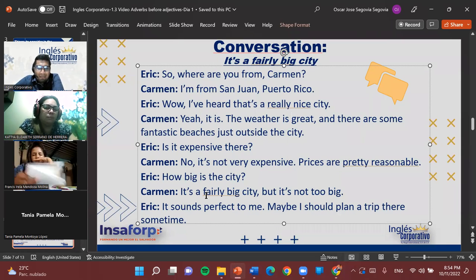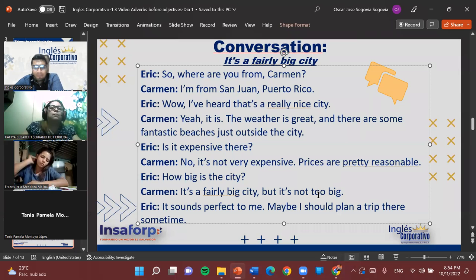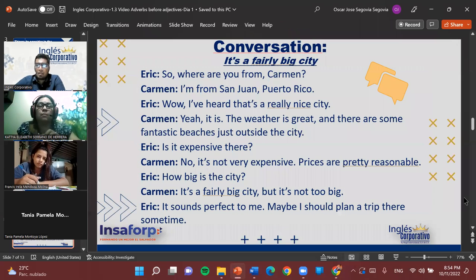Now, then we have a fairly big. Ya lo habíamos mencionado anteriormente, fairly big. Este pues se refiere a bastante grande. Y luego tenemos esta otra, too big. Sí, too big. Too big, el too, es un adverbio complejo porque no se termina de definir. O sea, no todo el tiempo se utiliza de esta forma. Pero aquí, por ejemplo, cuando yo digo que algo es too big, sí, or too anything, o sea, cualquier, ¿verdad?